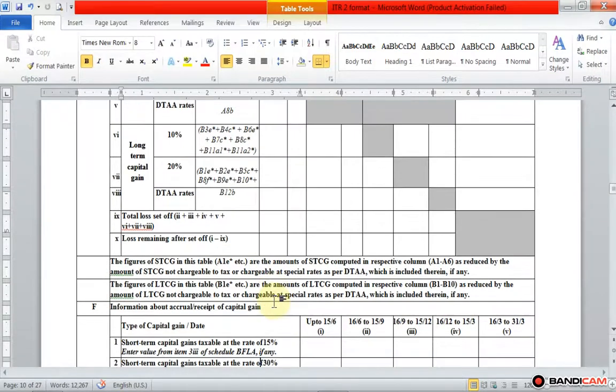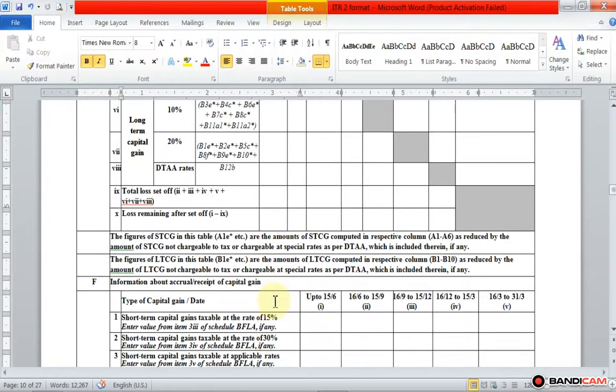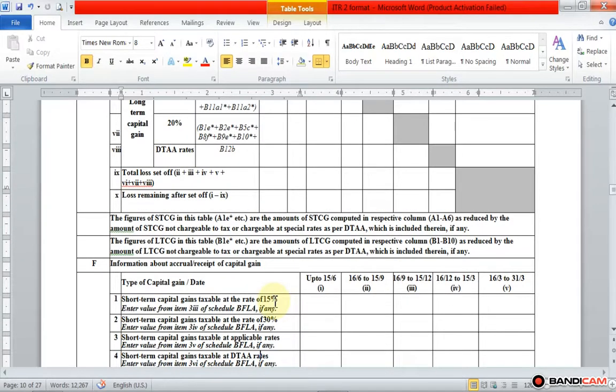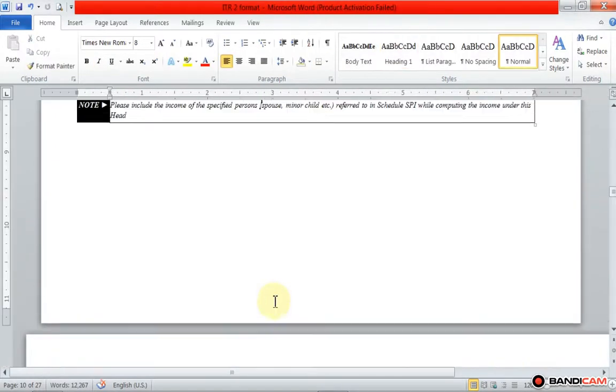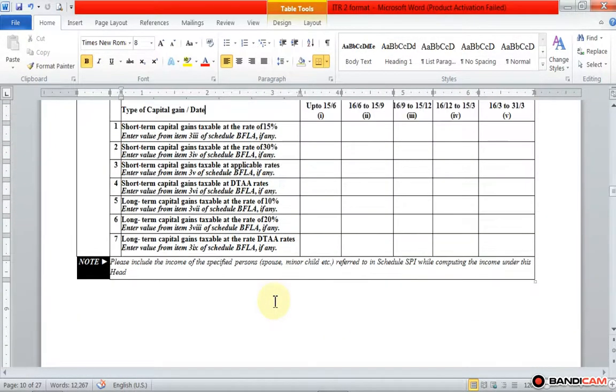Then long term capital gain, it means we also study the carry forward and setup of losses. Okay, so carry forward and setup of losses is given here. Okay, then here information about accrual receipts or capital gain. Accrual receipts means outstanding receipts. Okay, those income which is receivable.